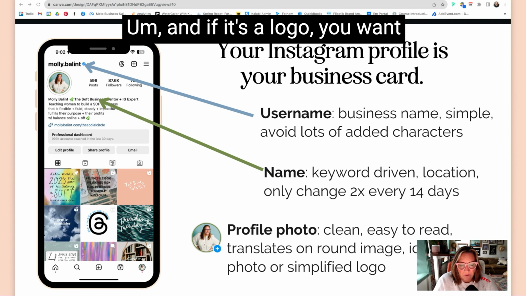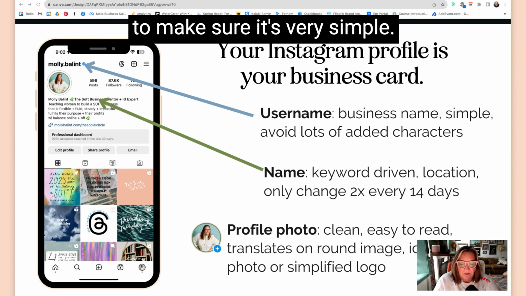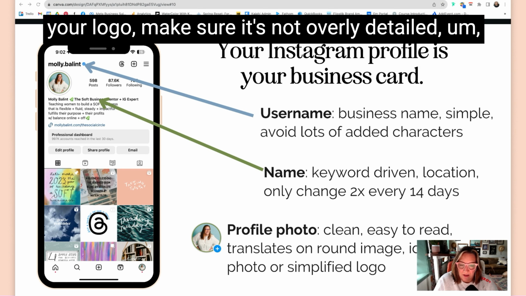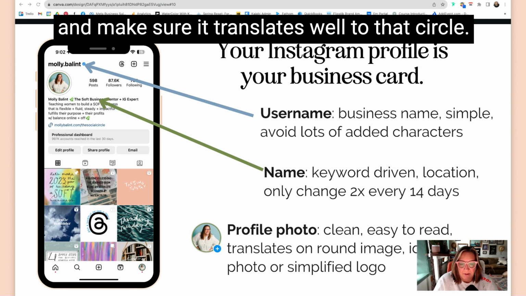And if it's a logo, you want to make sure it's very simple. Do a scaled back, simple version of your logo. Make sure it's not overly detailed, and make sure it translates well to that circle.